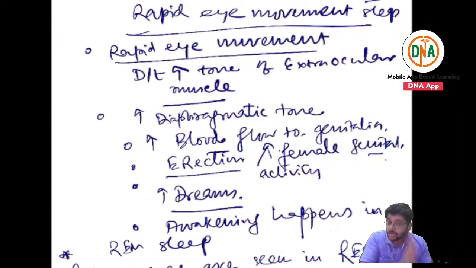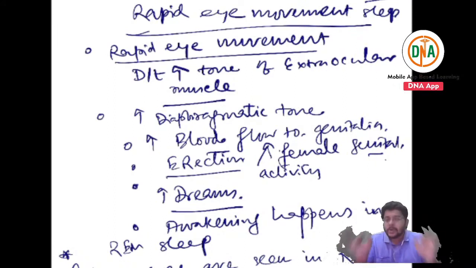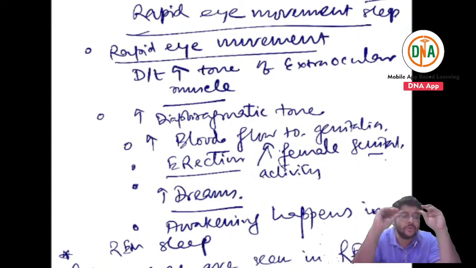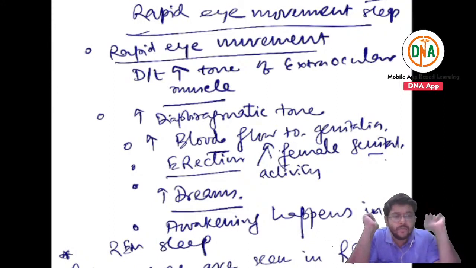Mostly, it is not mandatory that dreams cannot be seen in other sleep stages, but whether all the dreams that we see in REM sleep, there is a high chance that we can remember those. That means we can only remember those dreams which we see in REM sleep, and more dreams are seen in REM sleep. So this extraocular muscle movement is there.